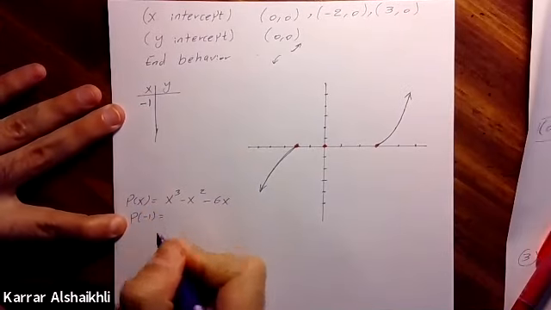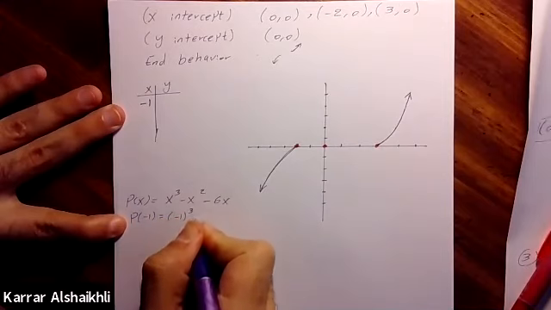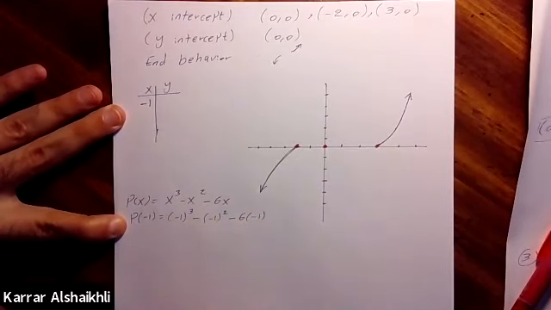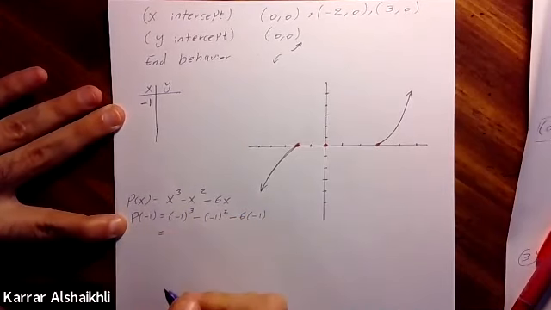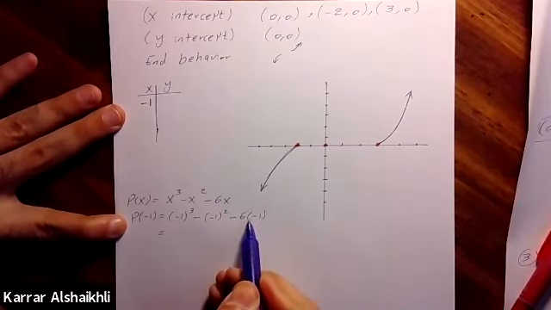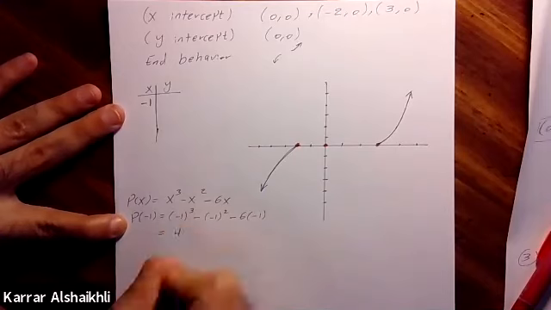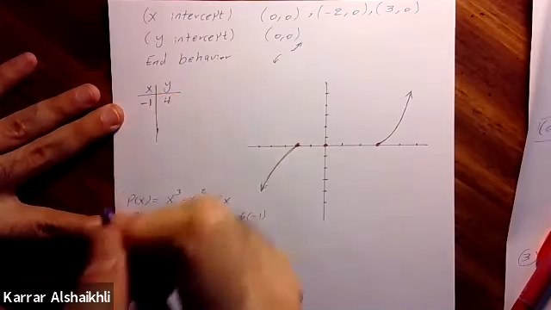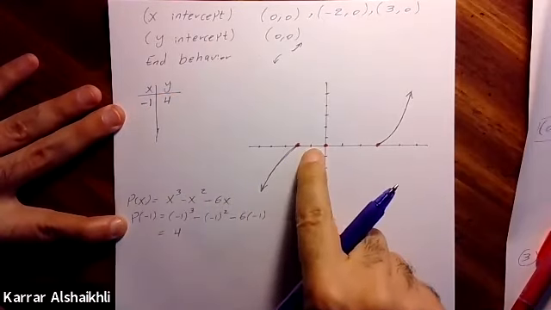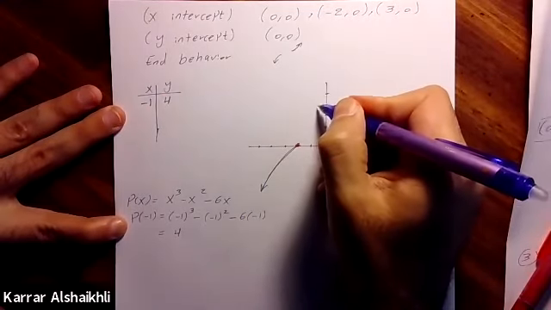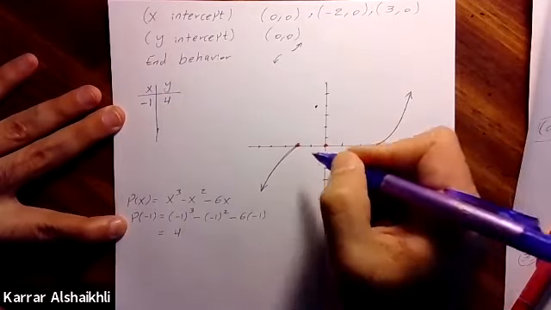P of -1 is going to be -1 cubed minus -1 squared minus 6 times -1. So it's going to be -1 minus 1 is -2, plus 6 is going to be 4. So check, the result equals 4. That means the y value here is equal to 4. So let's graph. When it's -1, 1, 2, 3, 4. So it's going to be here. The extra point is going to be here.